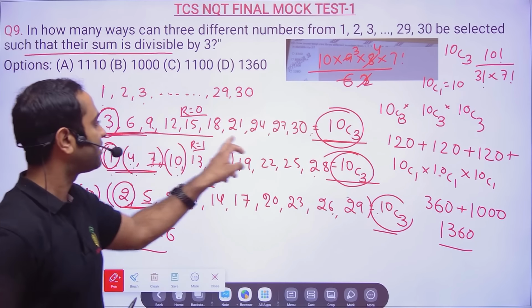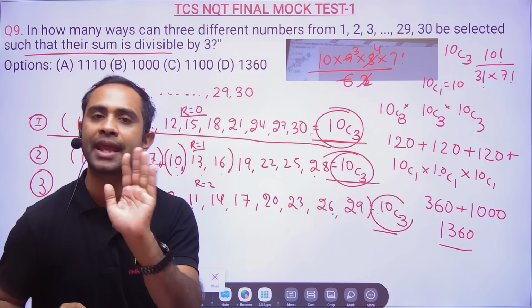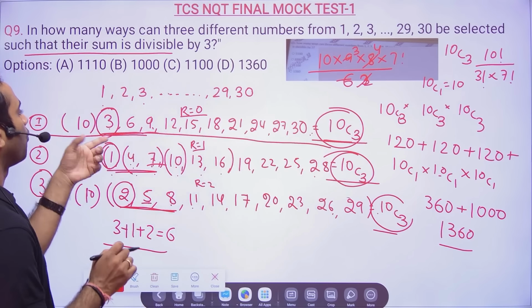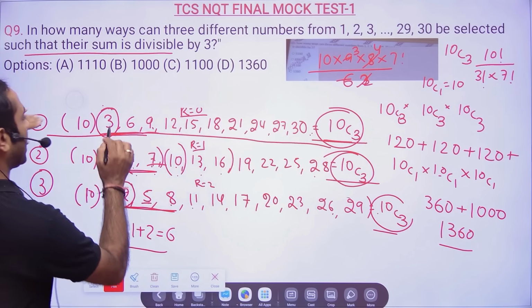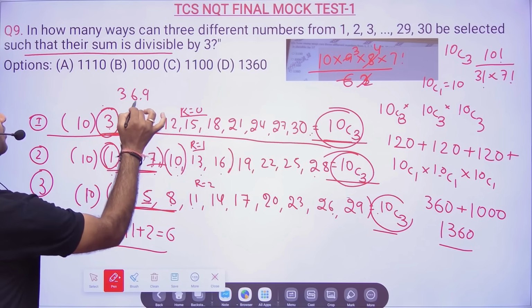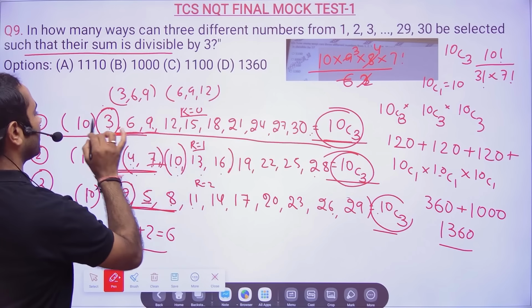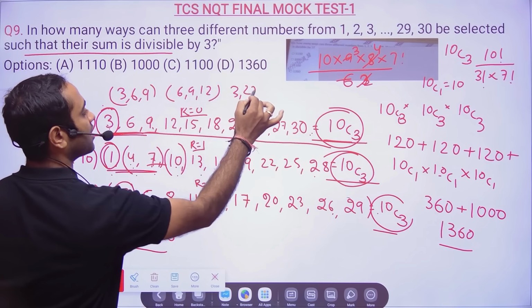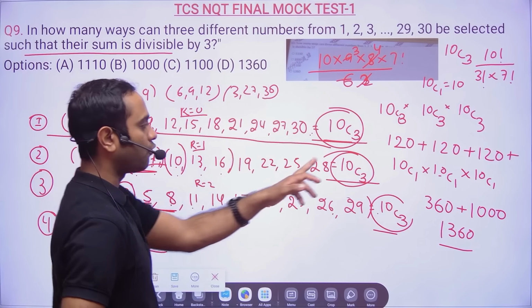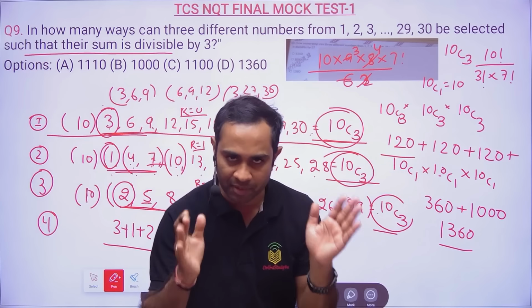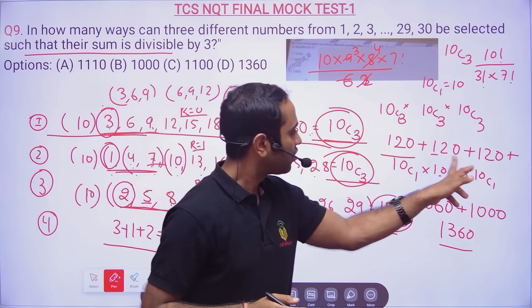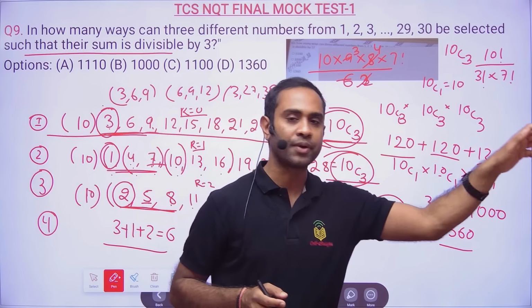See, the first case is giving you a total of 120 combinations. What are the 120 combinations, sir? Like 3 6 9, this is one combination. 6 9 12, that is one combination. 3 27 30. So like this, in total we have 120 combinations which will be divisible by 3.